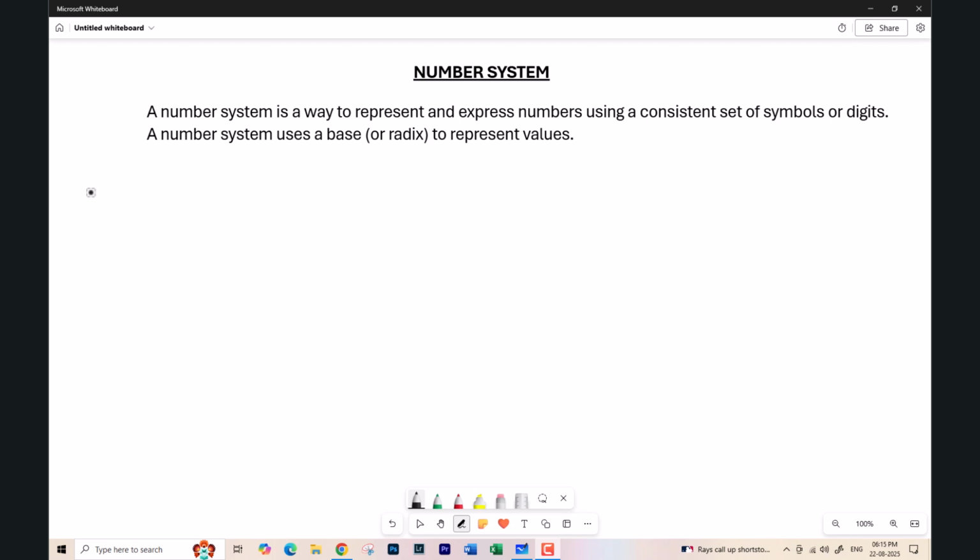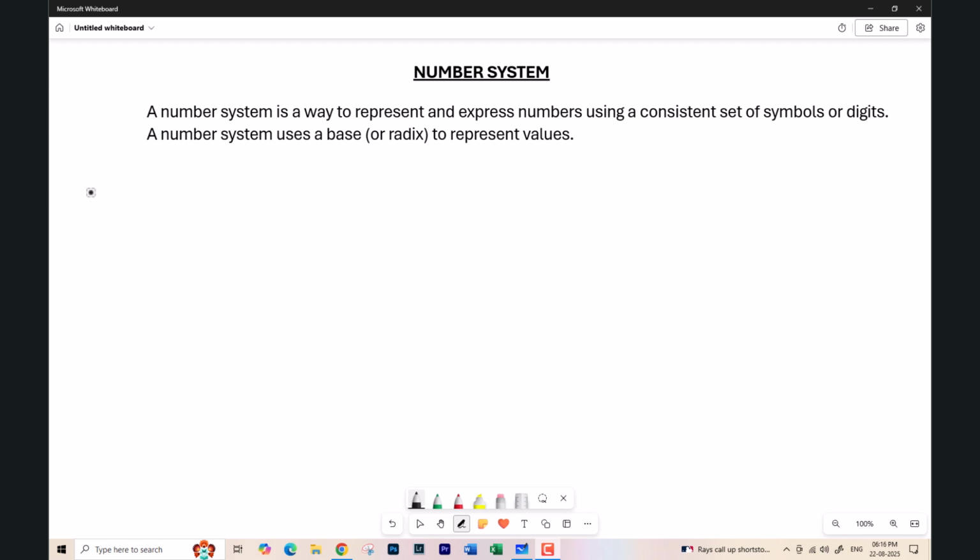Today our topic is number system. So what is a number system? A number system is a way to represent and express numbers using a consistent set of symbols or digits. It uses base, or we can say radix, to represent values.